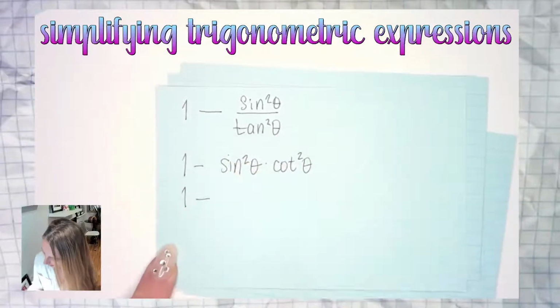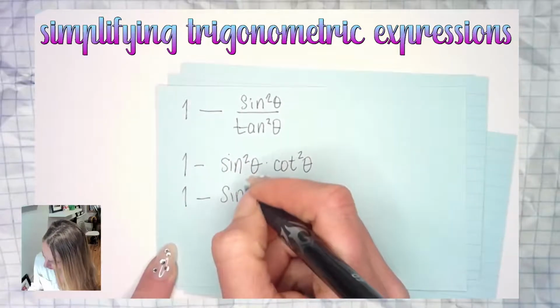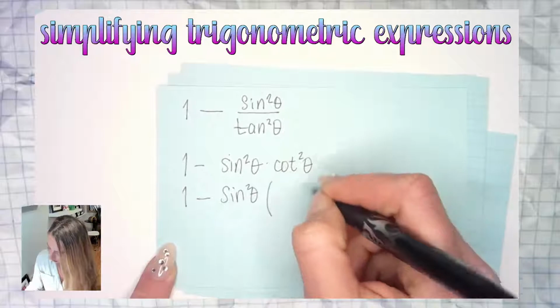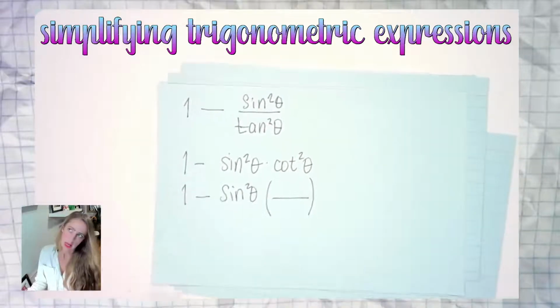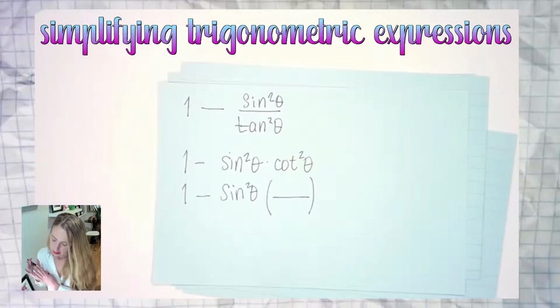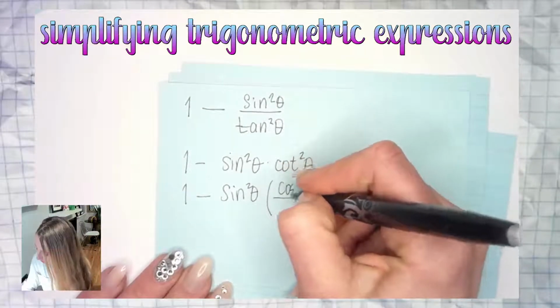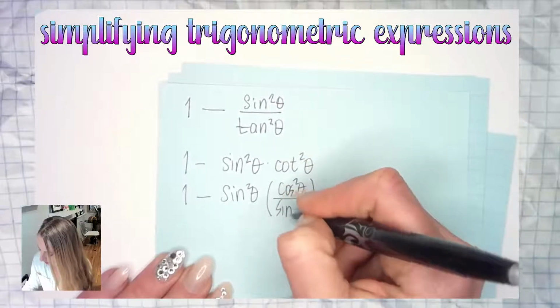Anyhow, 1 minus, I'm going to use a quotient identity right here. Cotangent is equal to C over S, and by that I mean cosine² over sin²𝜃.